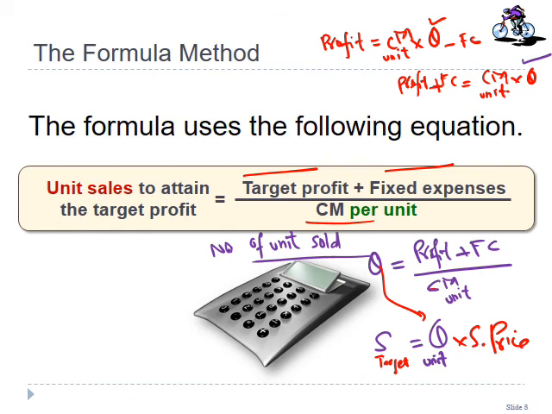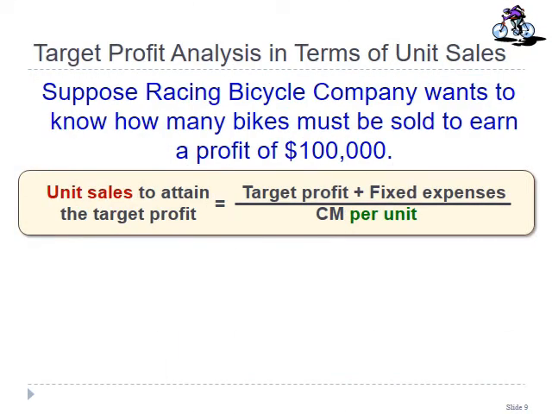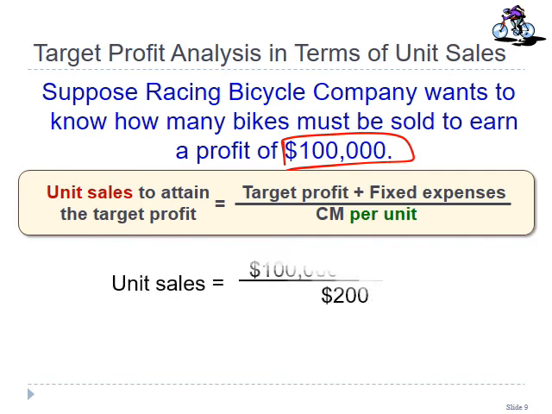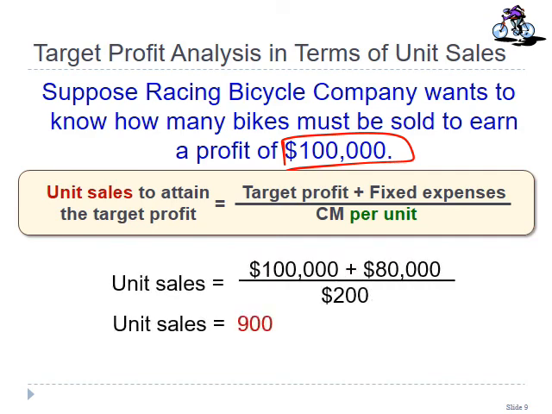So let's move further. To verify this formula, we have another example here. It's the same example, to earn 100,000 profit. So we just solve for this. I'm just going to go through it quickly. We just put the values here. 100,000 is the profit. Fixed cost is 80,000. $200 per unit is our CM. The answer is just the same.